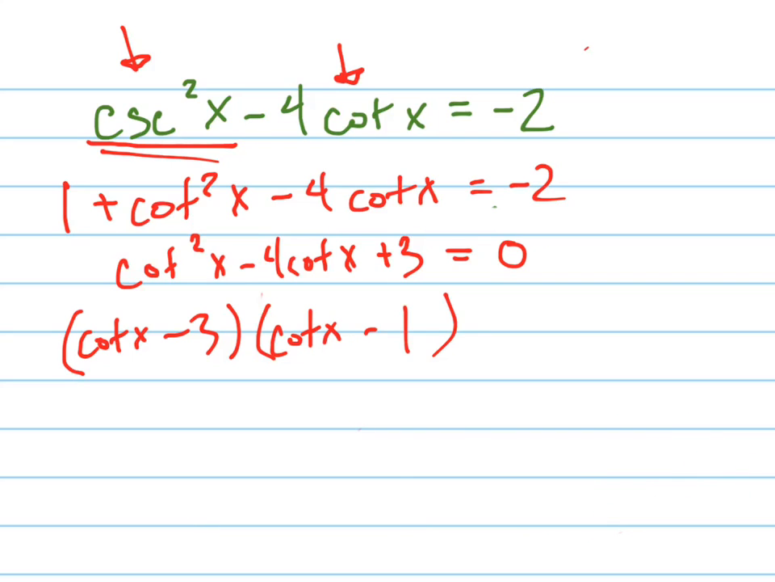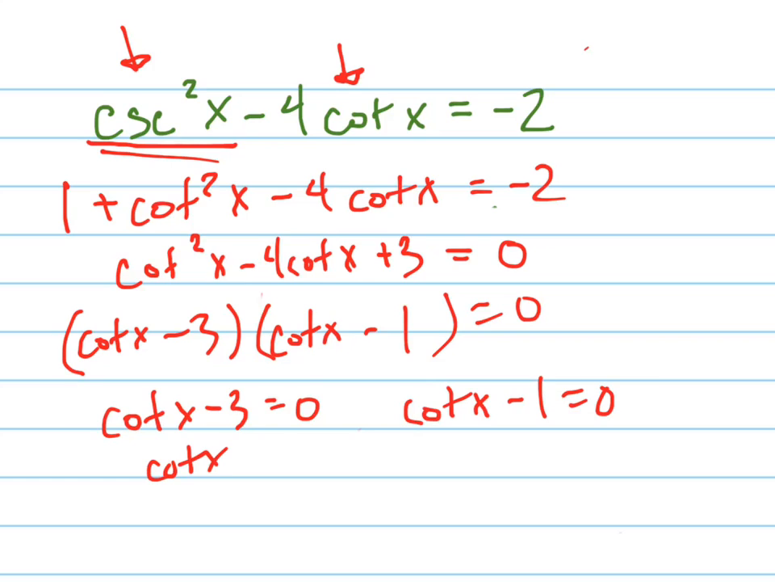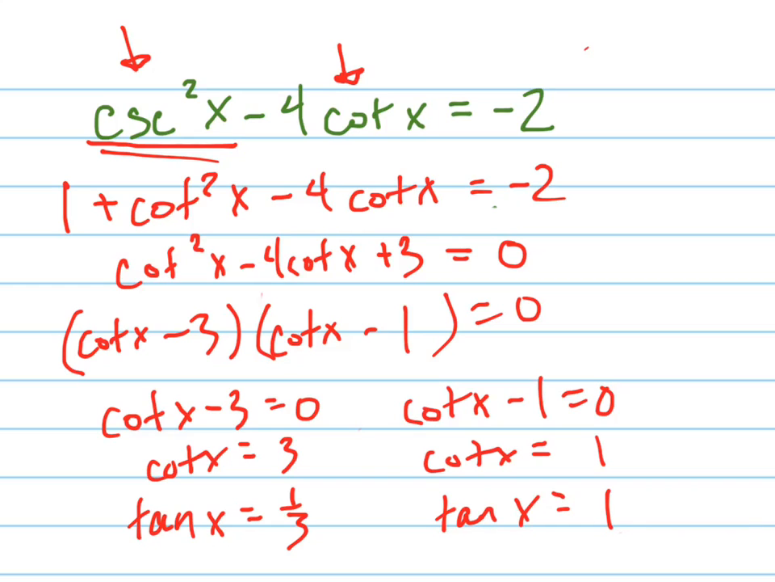Hopefully that makes sense. And so now that I've got that, I can set each one equal to 0, which means cotangent x minus 3 equals 0, and cotangent x minus 1 equals 0, which means the cotangent of x equals 3, or the cotangent of x equals 1, which means the, I'm sorry, not the sine, that's cotangent. The tangent of x equals 1/3, because it's the reciprocal, and the tangent of x equals 1. So I'm going to solve each one of these equations for x now.